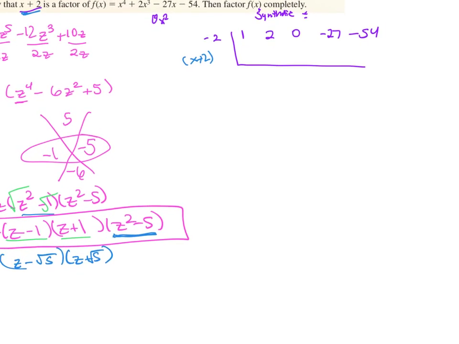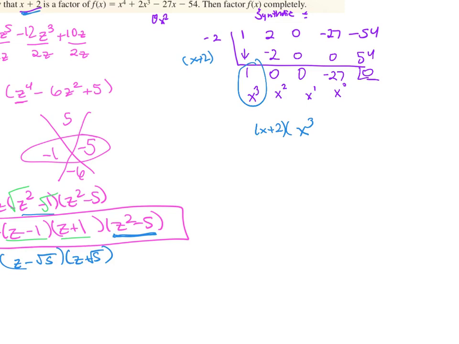So let's continue to do synthetic division. This is 1. 1 times negative 2 is negative 2, so this is 0. Negative 2 times 0 is 0, so that's 0. And this is 0 again, negative 27. You add that. Negative 27 times negative 2 is positive 54, and that is a 0. So write x to the 0, that's the constant. X to the 1st, x squared, and x cubed. So now this factors as x plus 2, and then we have x cubed, and then this is all 0, so you don't have to write that, and then minus 27.